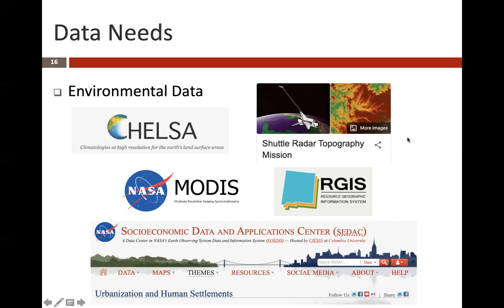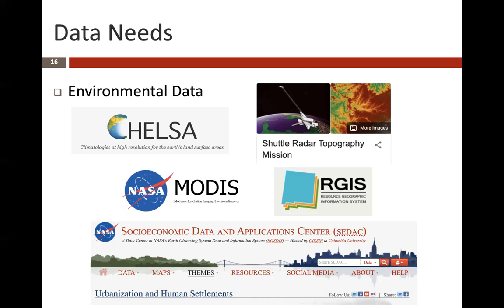The Shuttle Radar Topography Mission provides global elevation data. And of course, those of you who are familiar with GIS, you know that you can use those data in a GIS environment and derive other types of topographic variables like slope and aspect and ruggedness and curvature and whatnot. The MODIS sensor and NASA provide information, for instance, on vegetation greenness and other types of parameters. So again, that's freely available data.